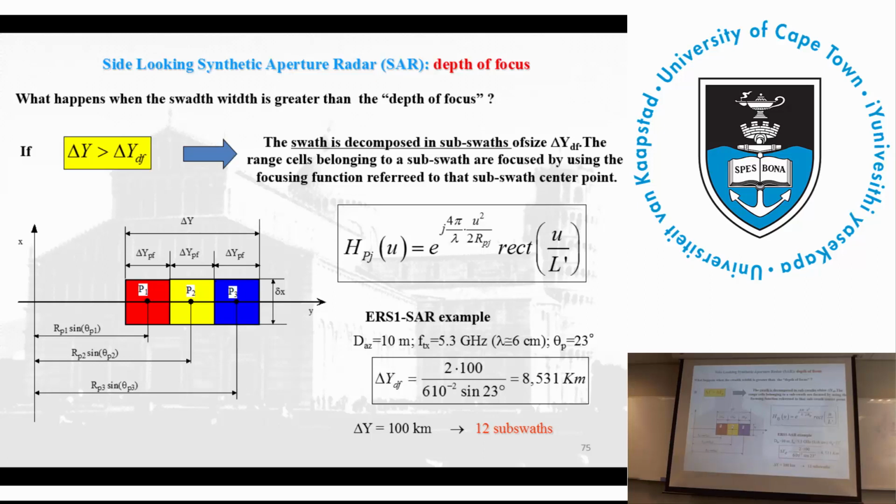So the depth of focus for this particular one is 8.531 kilometers. The total swath for this system was 100 kilometers. So you quickly calculate this, and you need 12 sub-swaths to form the whole image without losing the focus.